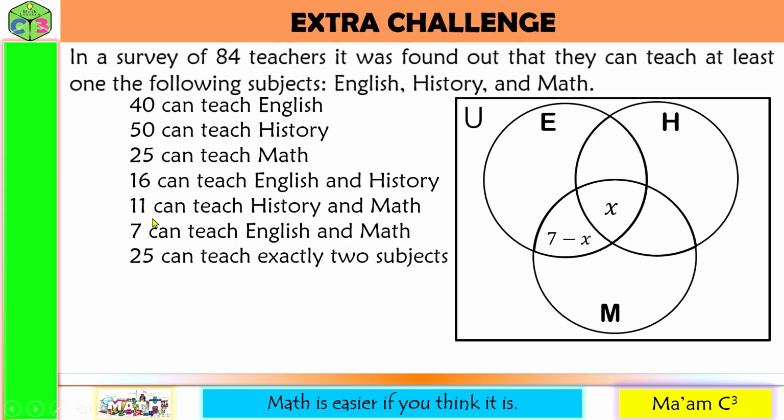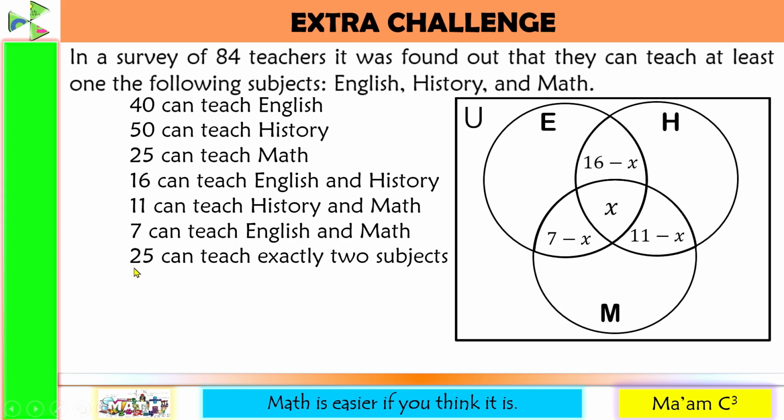And then we have 11 can teach history and math. History and math. So this is the intersection. The total number of this must be 11. If this is x, then this portion here is 11 minus x. And then we have 16 can teach English and history. English and history, so the intersection is equal to 16. But this middlemost part again is x, so this will just be 16 minus x.